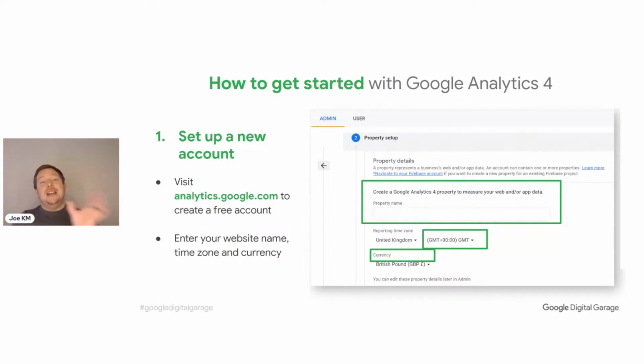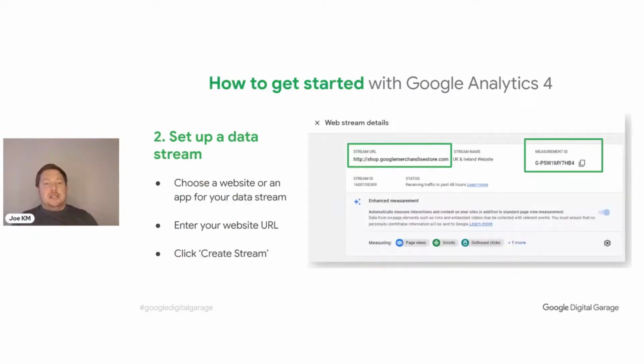Once you've done this, you go to analytics.google.com or type in Google Analytics. You go into it, you enter your property name, type in your time zone, type in your currency, because it will need this for conversion tracking if you have an e-commerce site. Then once you've done this, you can see here how to set up a stream of data. So literally, here's your stream URL. You choose if it's a website or an app, and this will give you your data stream. Enter that website URL and click Create Stream.